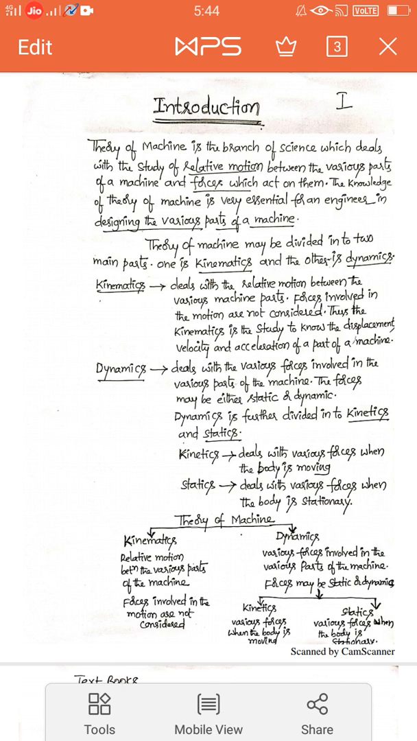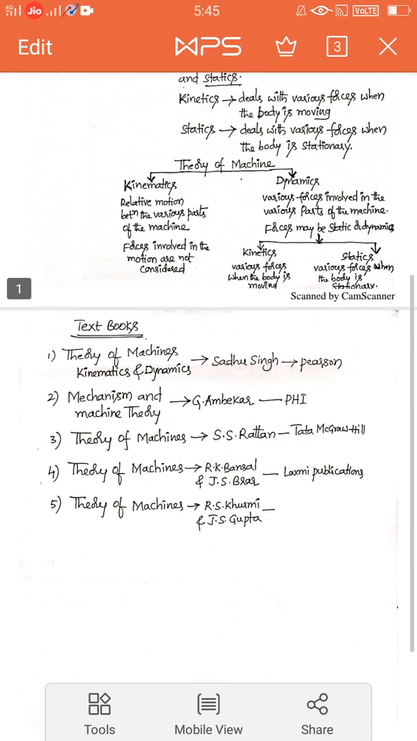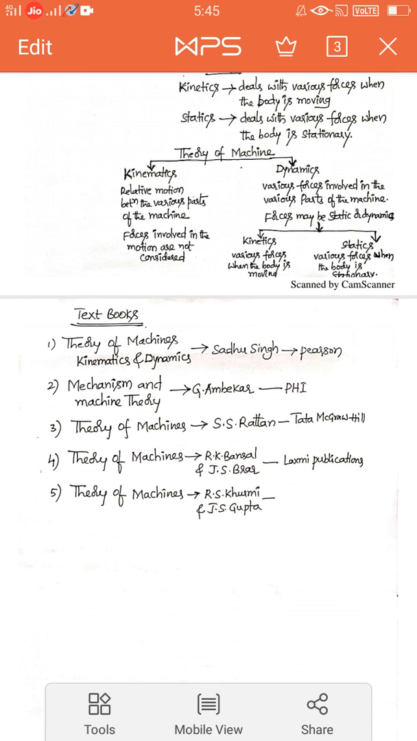In order to prepare these modules as and when we cover them, you need to refer to the textbooks prescribed by VTU, namely Theory of Machines, which includes both kinematics and dynamics parts, by Sadhu Singh, Mechanism and Machine Theory by Ambekar, and Theory of Machines by S.S. Rathan. These are the 3 textbooks with which you can understand the theoretical concepts and certain numericals.